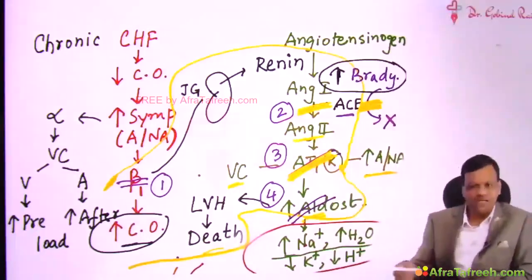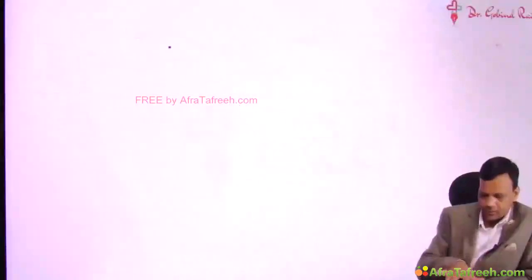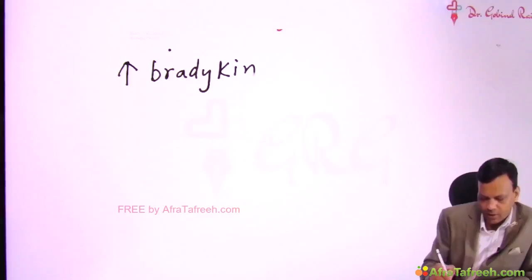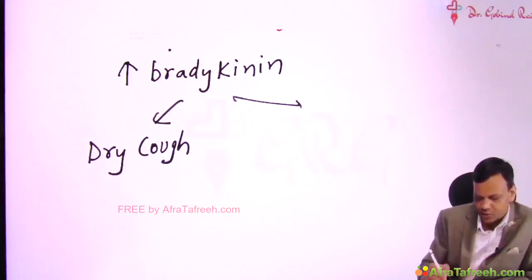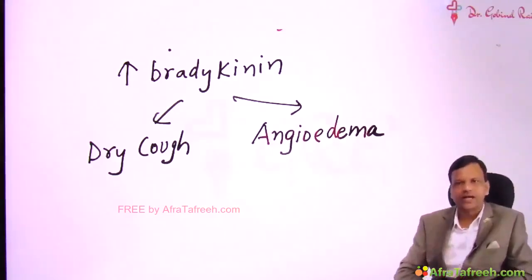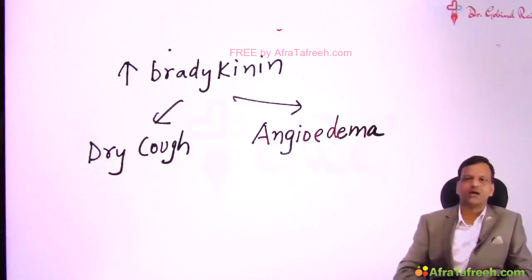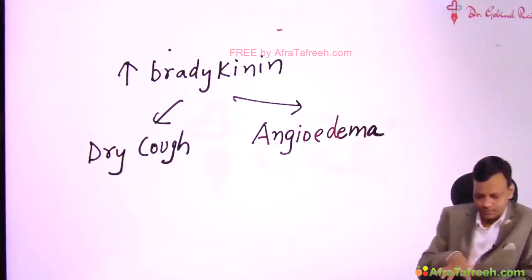And when bradykinin increases significantly, it can result in two important side effects. One is dry cough and second is angioedema. Increase in bradykinin can result in dry cough and angioedema. These two side effects are present in ACE inhibitors, but they are not present in angiotensin receptor blockers. So that is the major clinical difference between ACE inhibitors and angiotensin receptor blockers.